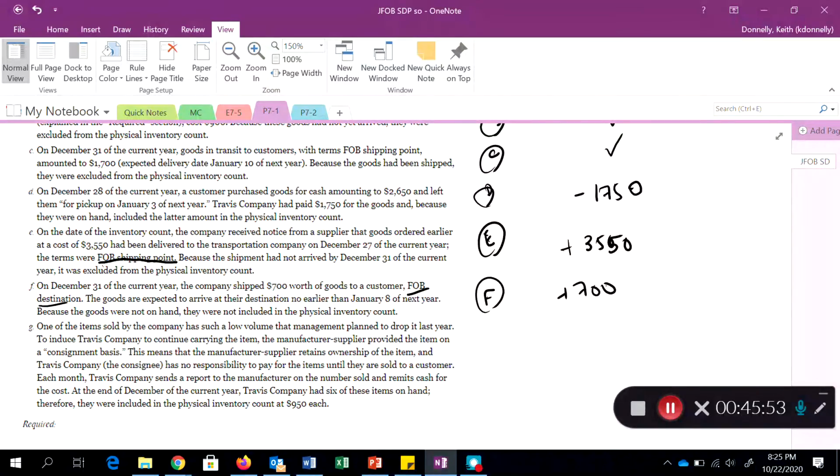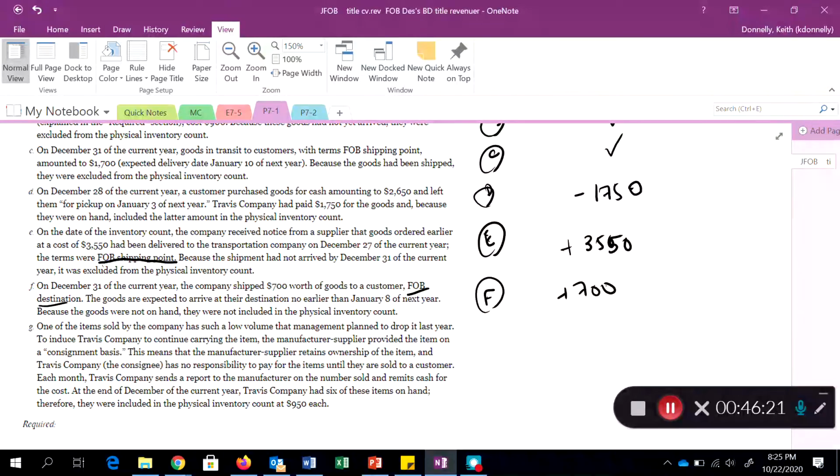Here, this is like a mammoth. They love to put huge paragraphs in. So it looks like one of the items sold by the company has such a low volume that management planned to drop it last year. To induce Travis Scott Company to continue carrying the item, the manufacturer supplier provided the item on a consignment basis. This means that the manufacturer supplier retains ownership of the item.